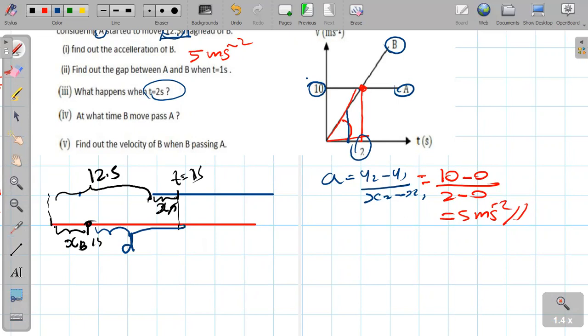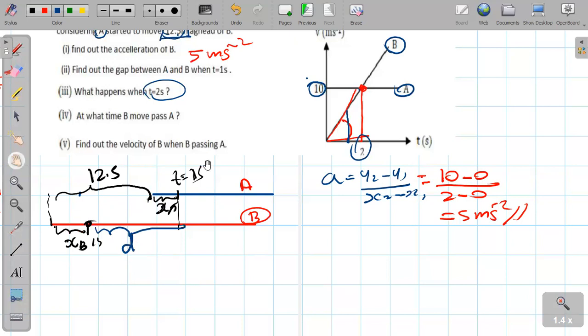At the beginning, sorry, I didn't mark those. This is A and this is B. So at the beginning B is some 12.5 meters behind A, right? So after 1 second, A might move some x A distance, B some x B distance. Now you have to take the difference between these 2 points. That's the D point over here.